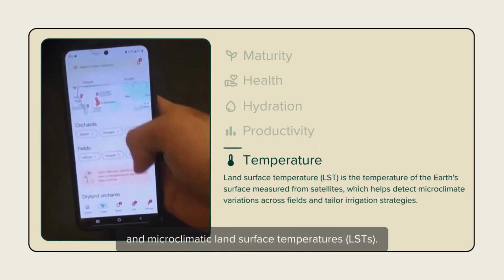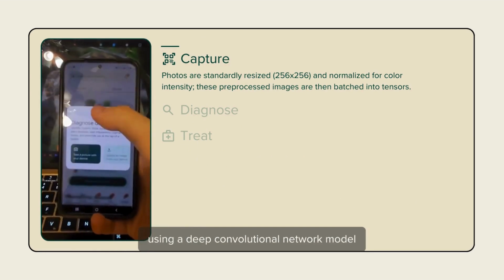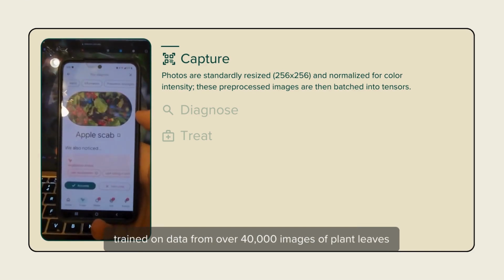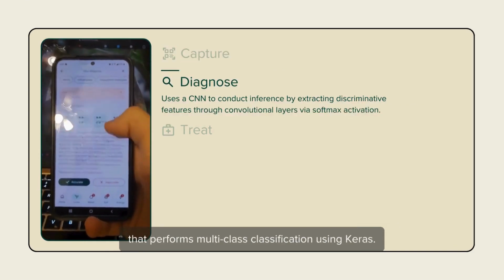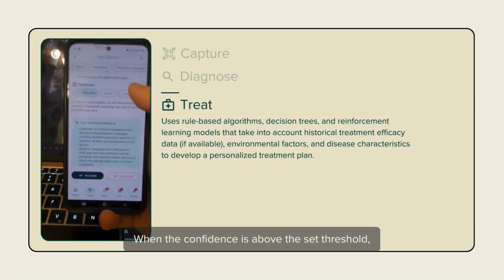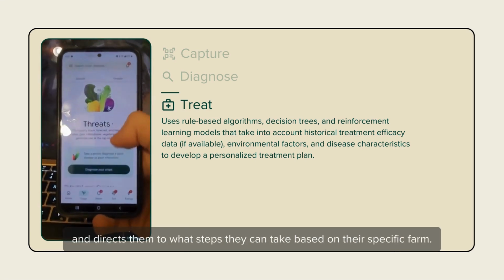The app allows us to take a photo and automatically diagnose a plant disease using a deep convolutional neural network model trained on data from over 40,000 images of plant leaves that performs multi-class classification using Keras. To improve initial results, I applied 8 image augmentations to diversify the dataset. When confidence is above the set threshold, it snapshots the frame to display the results to the user, and directs them to what steps they can take based on their specific farm.